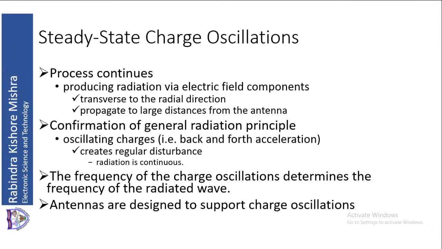Now, since the process of oscillation continues, this process continues. This is producing radiation via the electric field components, which are transverse to the radial direction, as we have just seen. These are perpendicular to the line connecting the positive charge to the negative charge. Therefore, they are transverse to the radial direction. They propagate to large distances from the antenna. In fact, they propagate up to infinity.